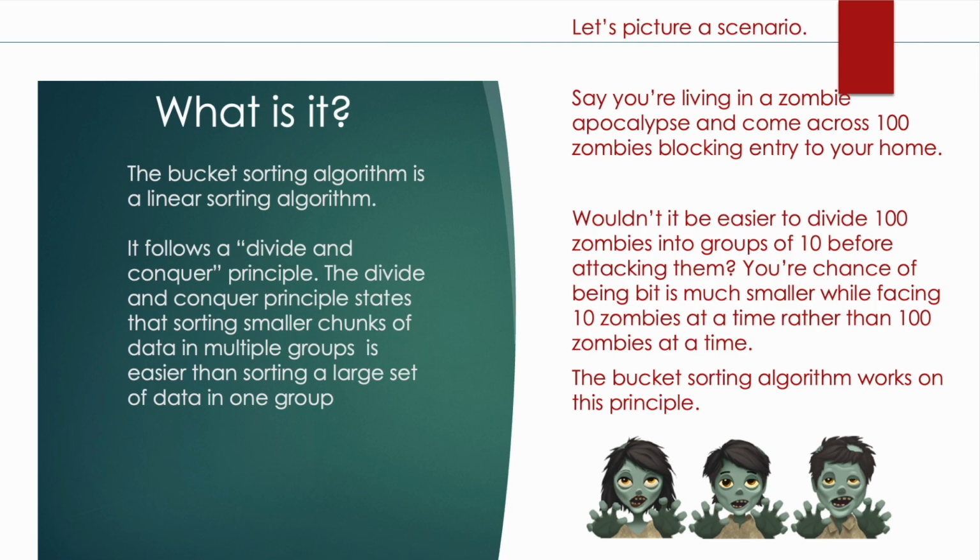So let's picture a scenario. Say you're living in a zombie apocalypse and come across 100 zombies blocking entry to your home. Wouldn't it be easier to divide 100 zombies into groups of 10 before attacking them? Your chance of being bit is much smaller while facing 10 zombies at a time rather than 100 zombies at a time. The bucket sorting algorithm works on this principle.